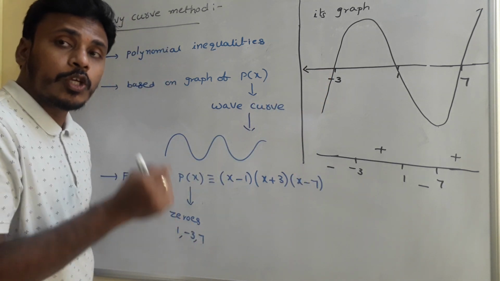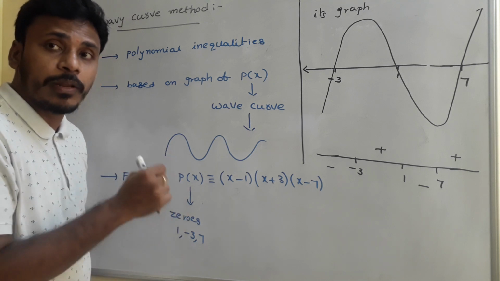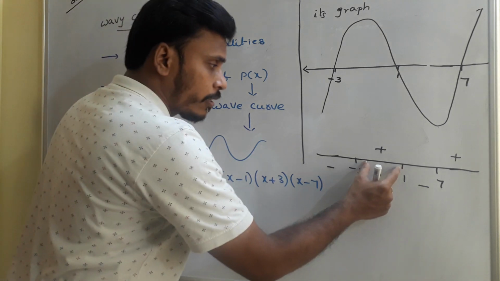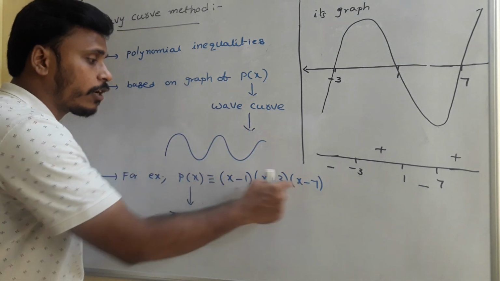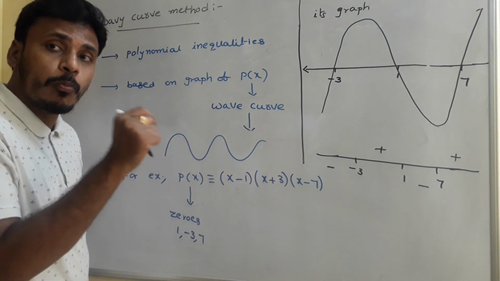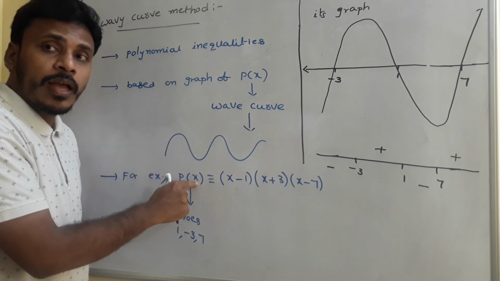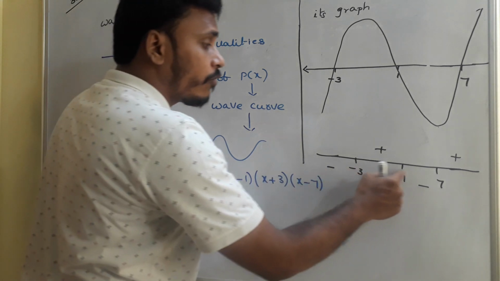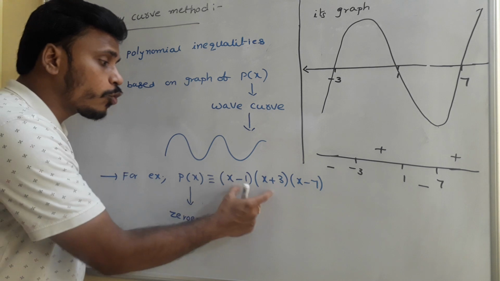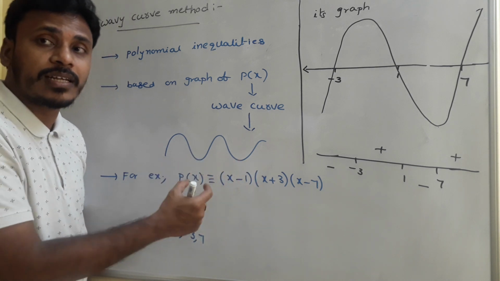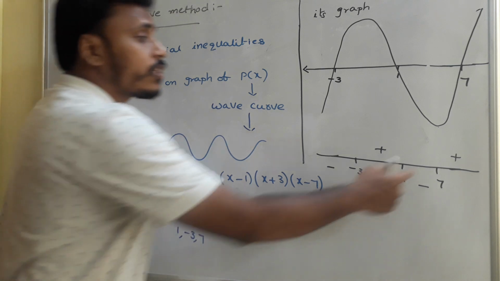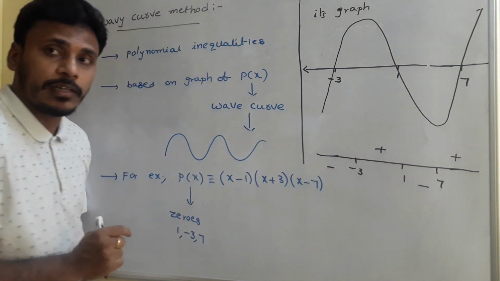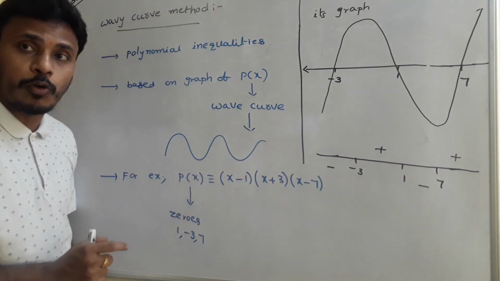What it means? You just take any value in the place of x from this region between minus 3 and 1. Surely you will get a positive result for this. Or if you give an input for x which is in between 1 and 7, for sure you will get the polynomial value, the result, as negative. And that's why, see, these are positive, negative, like that. Now this is the rough sketch of this polynomial.